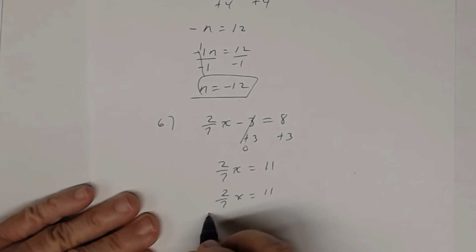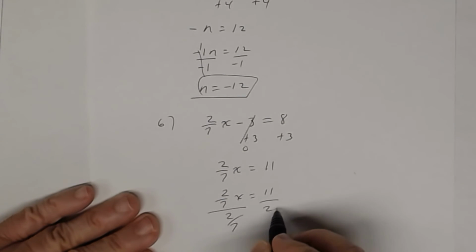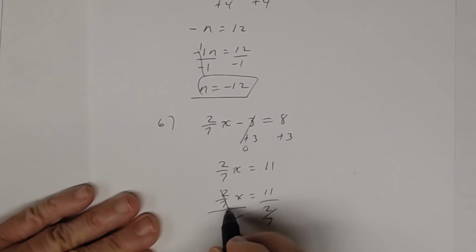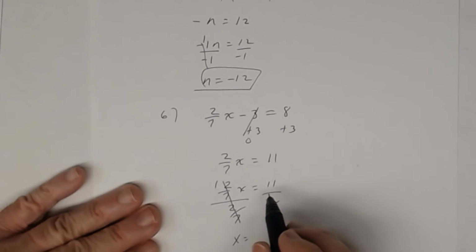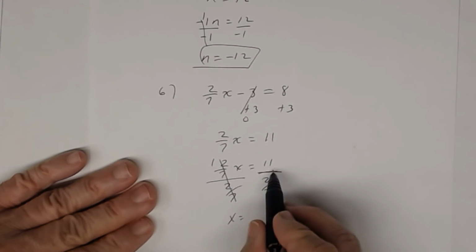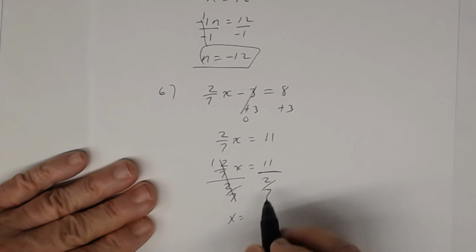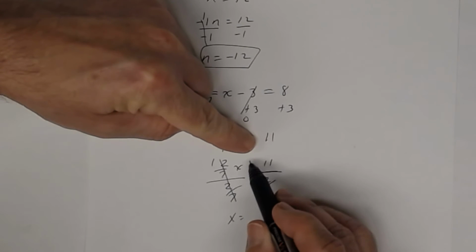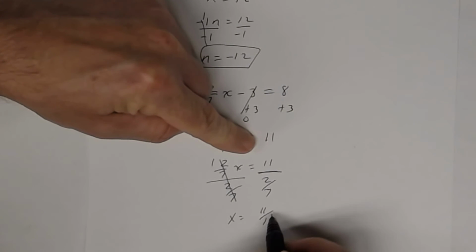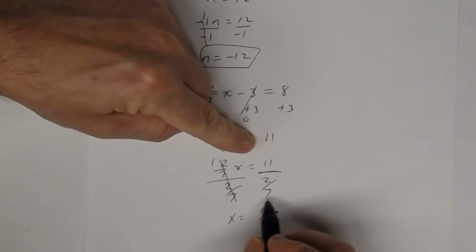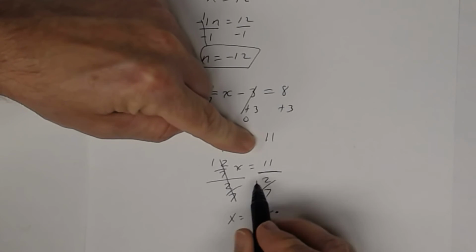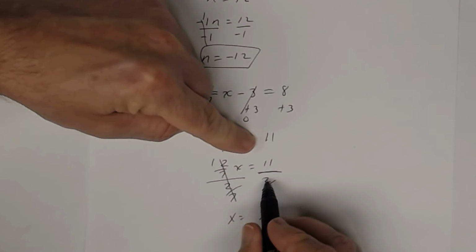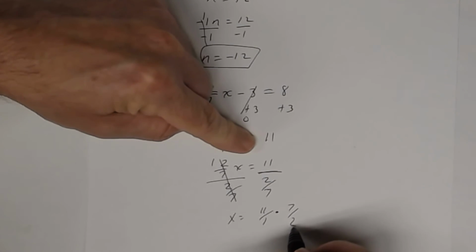So the opposite of multiplication is division, right? So you can divide both sides by 2/7, just like I have. 2/7 divided by itself is 1. 1 times x is x. All right, now you can remember how to deal with dividing fractions. 11 divided by 1, divided by 2/7. The way to divide fractions is you take the fraction in the numerator, which is 11 divided by 1, and multiply by the reciprocal of the fraction that's in the denominator. So the reciprocal of 2/7 is 7/2.